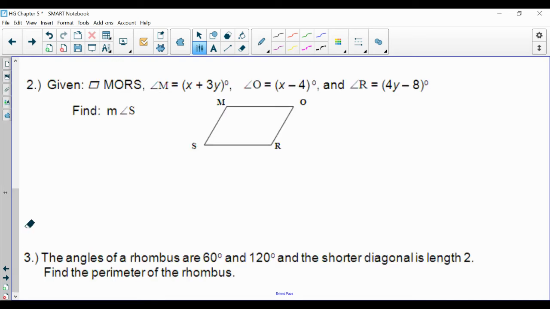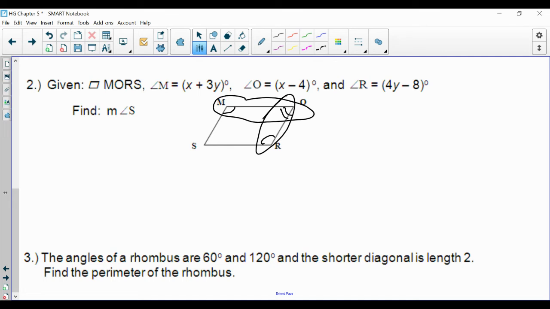So here we are given parallelogram MORS. We know that M is x plus 3y, O is x minus 4, and R is 4y minus 8. So we know opposite angles are congruent, so we can set M equal to R, but we also know that consecutive angles are supplementary. So we could actually either do M plus O or O plus R and solve it either way.